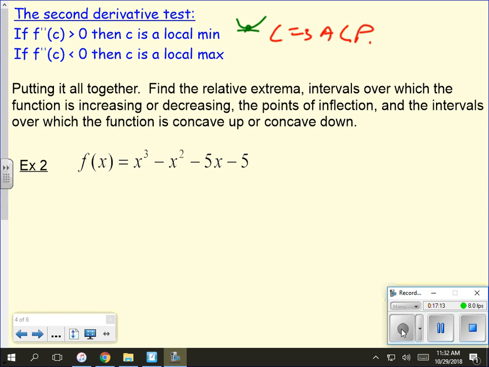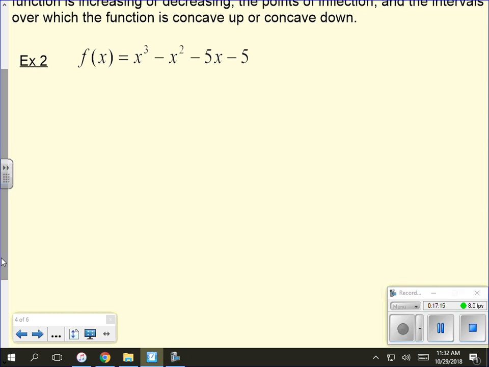So here we go. The first thing you want to do is take the derivative: 3x squared minus 2x minus 5. And when in doubt, take the derivative, set it equal to 0. It's really going to become a big deal in the next section we do.